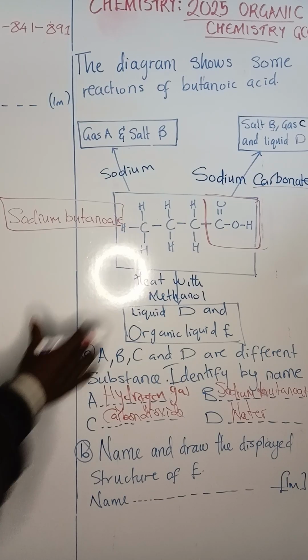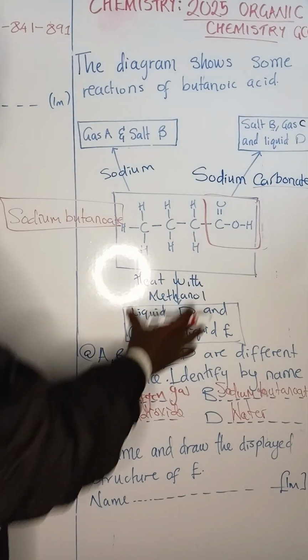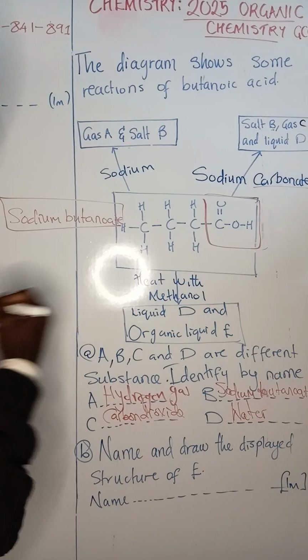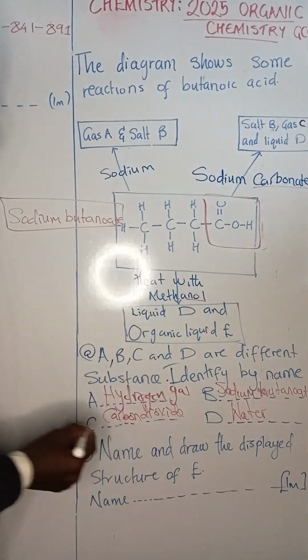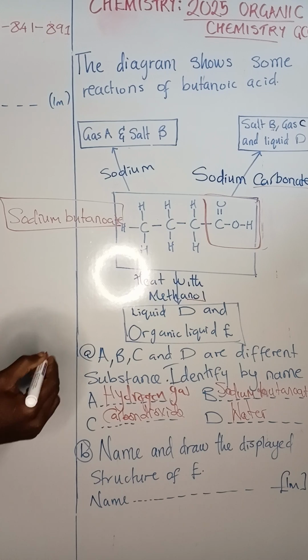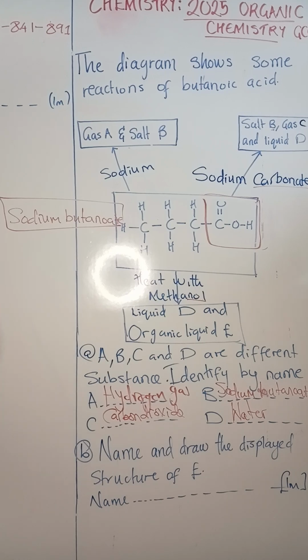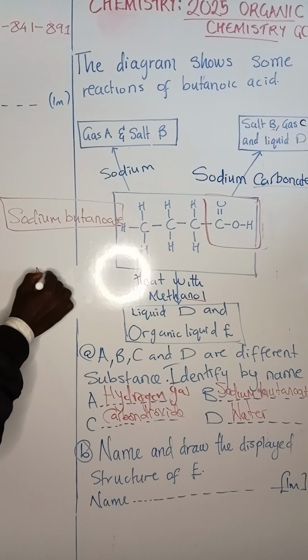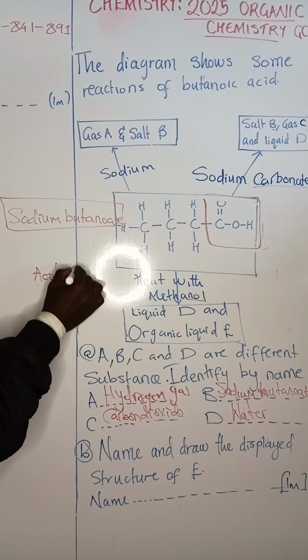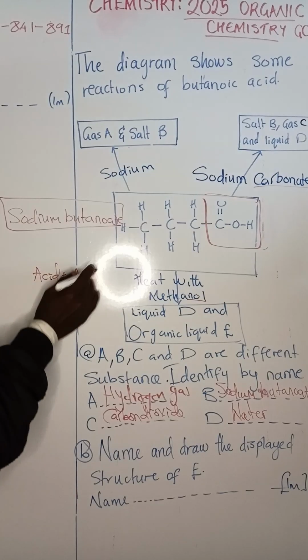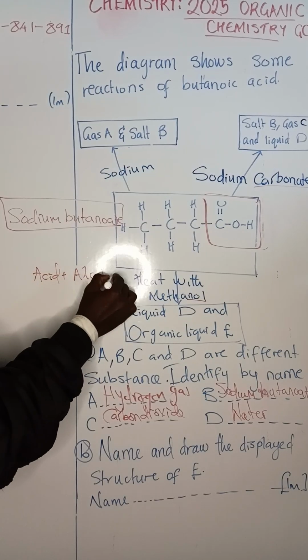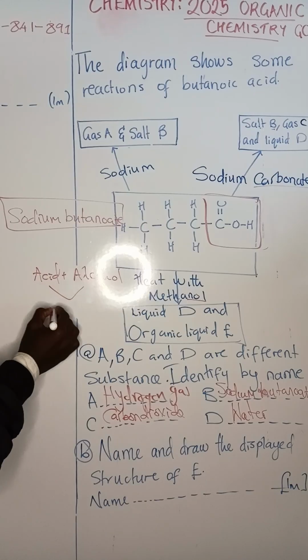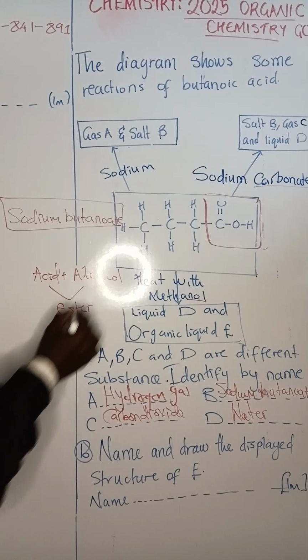You know, this butanoic acid was now heated with the methanol. So as long as you come across this, this simply means that it is a what? An alcohol. So an acid reacting with an alcohol produces what we call an ester. Are we getting the point?